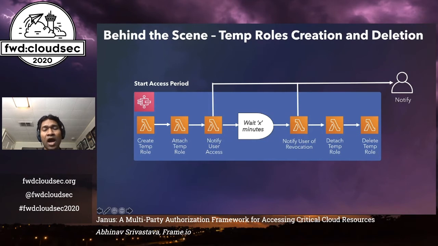And then after that, it resumes and sequentially starts the cleanup process, where it notifies the user that his role is about to be revoked. It detaches the role associated with that user and deletes the role. And this is how we implemented the temporary roles, which are created on the fly and deleted on the fly, and the entire multi-party authorization workflow.